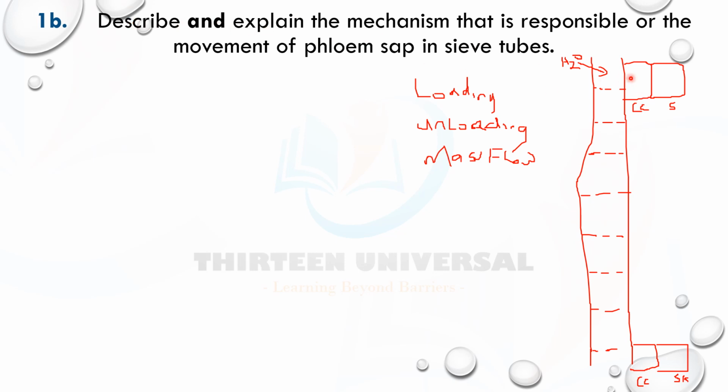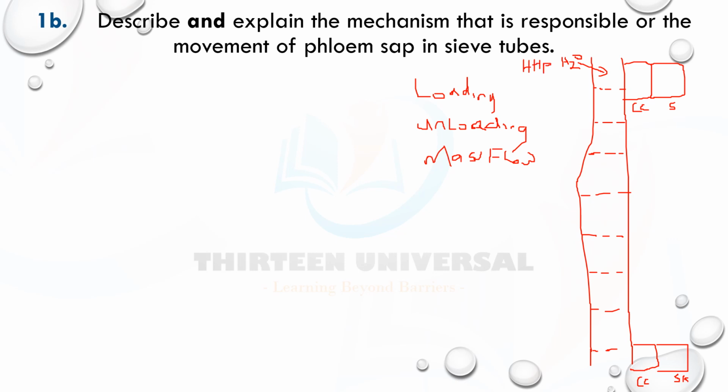So sucrose loaded into the sieve tube element lowers water potential, so water moves in by osmosis, and the volume of phloem sap increases here. Once the volume of phloem sap increases, hydrostatic pressure also increases. So in the source there, we have high hydrostatic pressure, I'll call it HHP. But I'm taking time to explain this, guys.